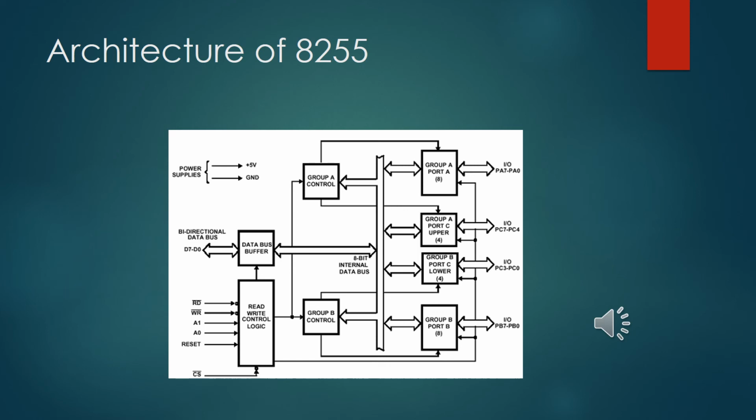Thus, group A contains an 8-bit port A along with 4-bit port C upper. The port A lines are identified by symbols PA0 to PA7, while the port C lines are identified as PC4 to PC7 as it is port C upper. Similarly, group B contains an 8-bit port B containing lines from PB0 to PB7 and a 4-bit port C with lower bits PC0 to PC3. The port C upper and port C lower can be used in combination as an 8-bit port C. Both the port C halves are assigned the same address.